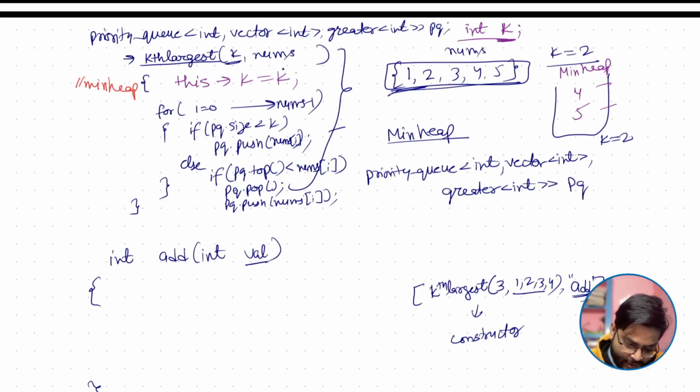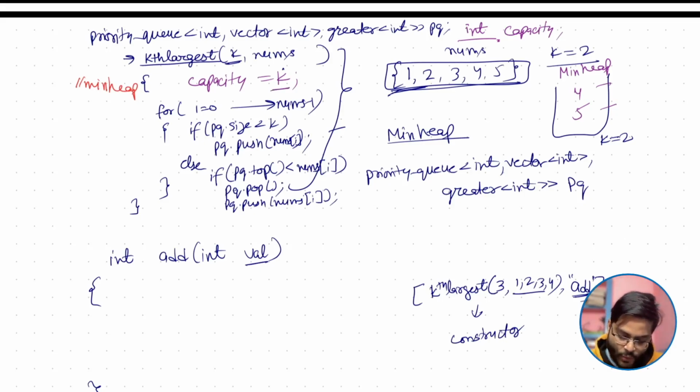You can take another name. If you take another name, no need to write this dot k. You can simply write, let's say, capacity, and take a capacity variable also. You can take any name. The logic is we want to access the k outside this function.